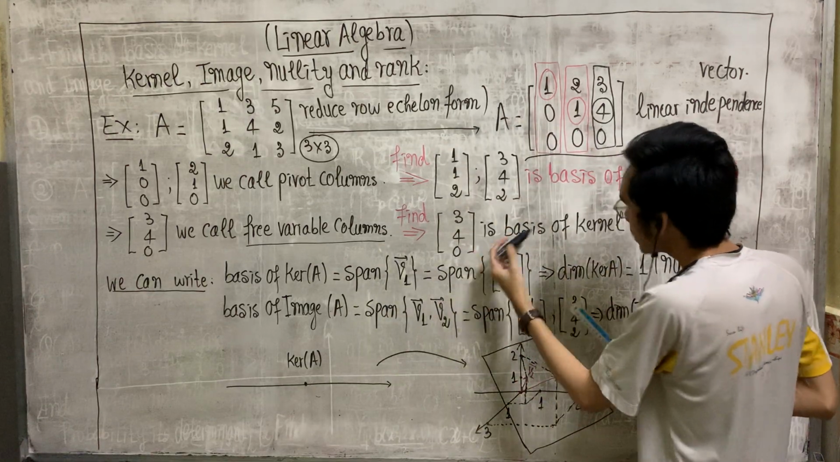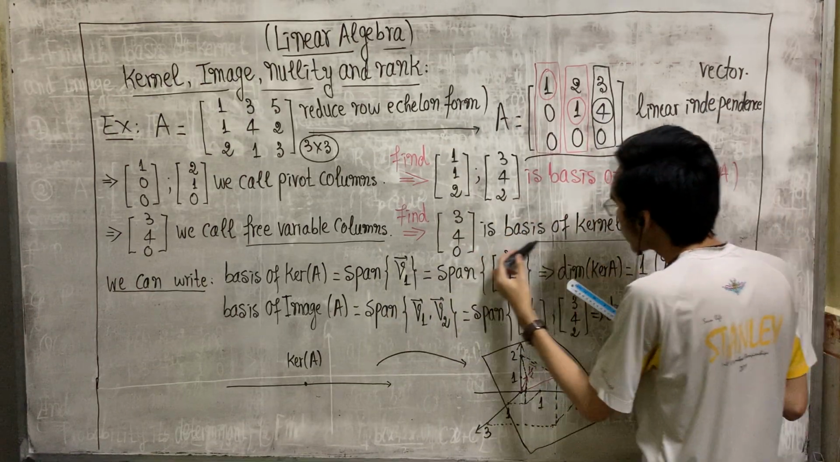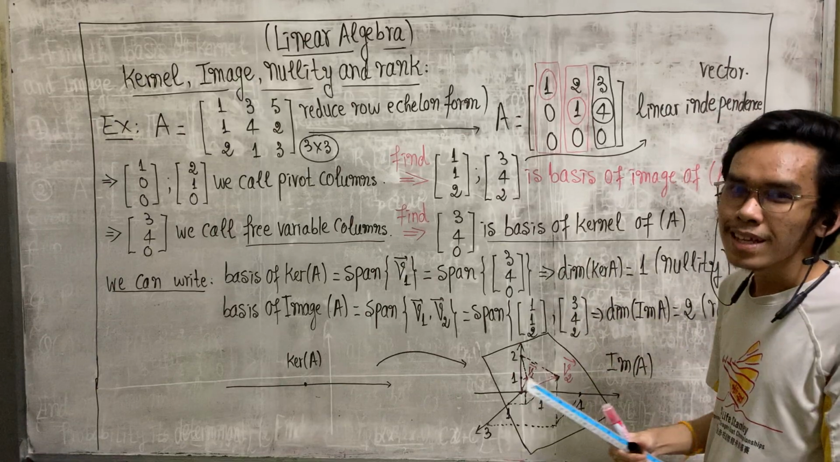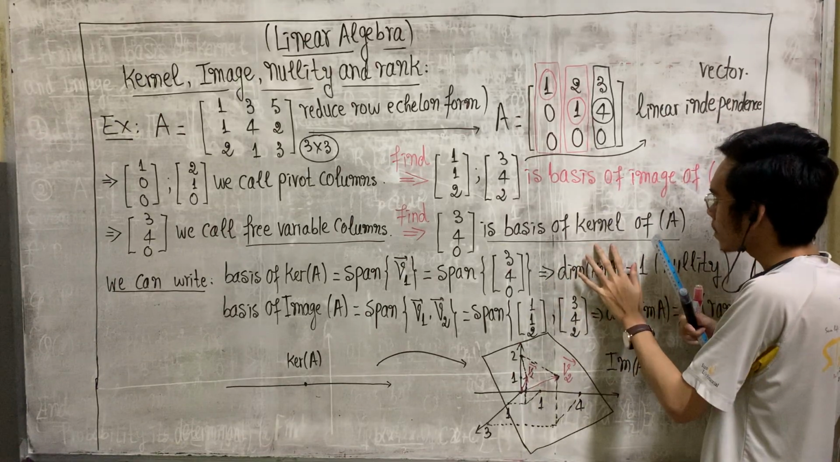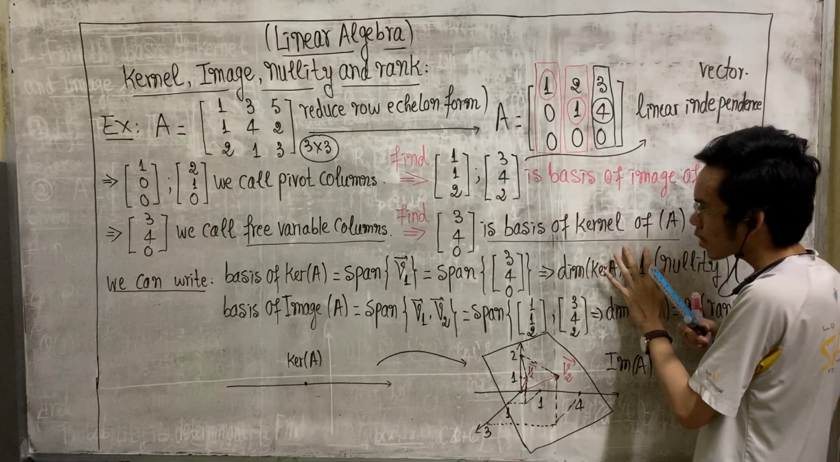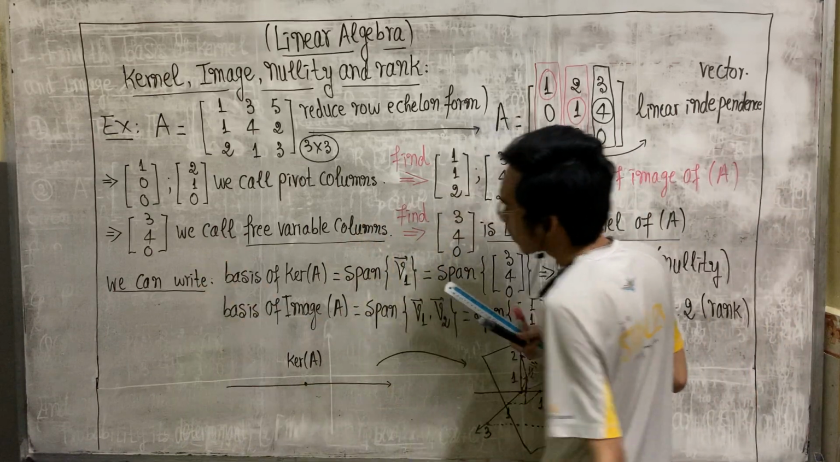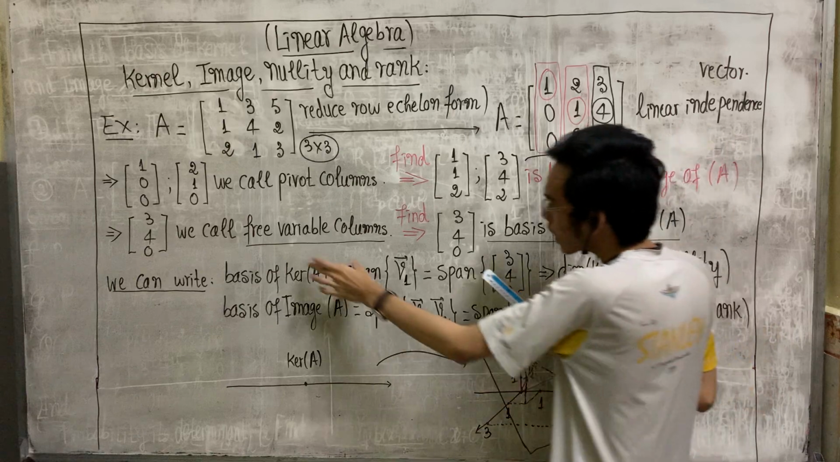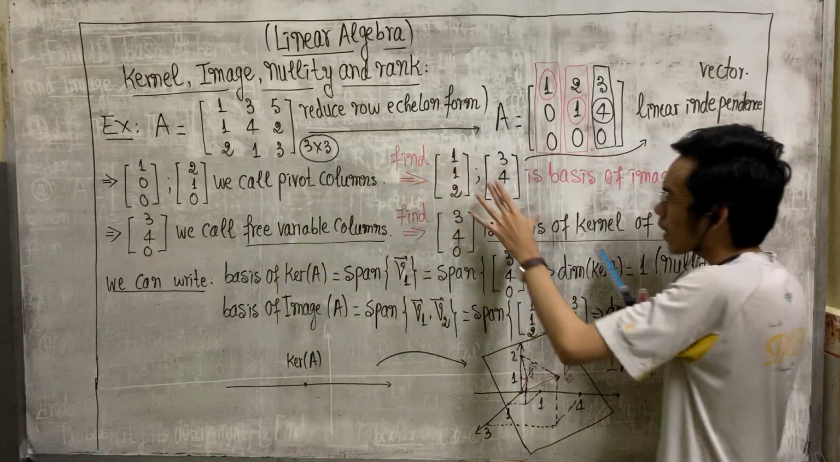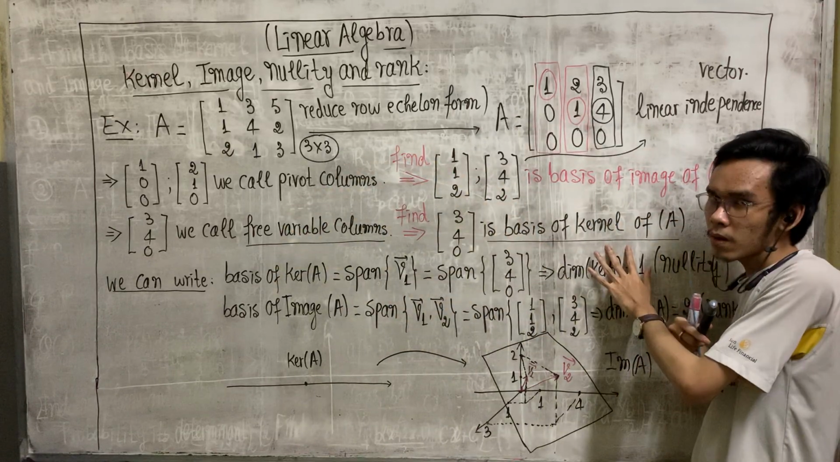From the free variable column, we can find the basis of the kernel. The basis of the kernel of the matrix A is taken from the free variable column.